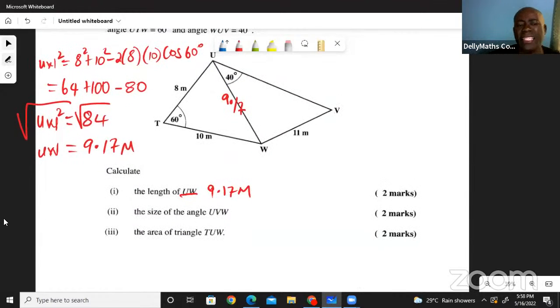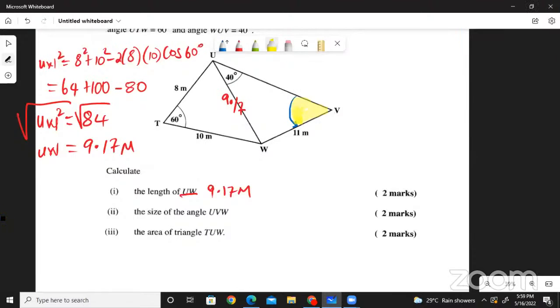So we're saying that the size of the angle UVW, I'm going to mark the angle in blue. So we said UVW, which is going to be this angle right there. We're asking, what is the value of that angle that I marked in blue? That is the angle that we intend to find right now. Remember, using 3 letters, the angle is always in the middle, all right?